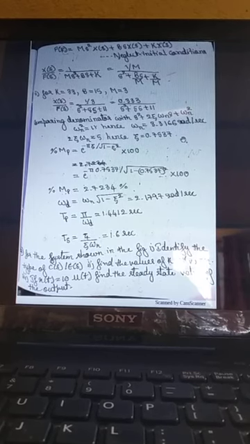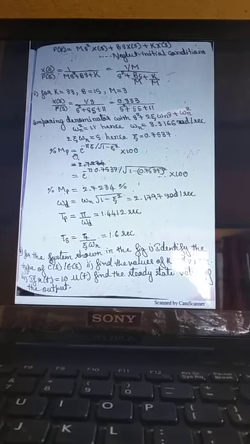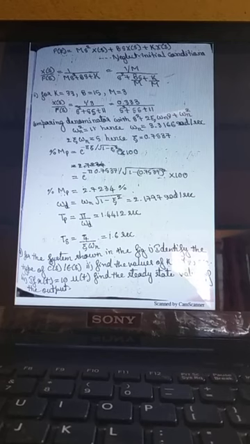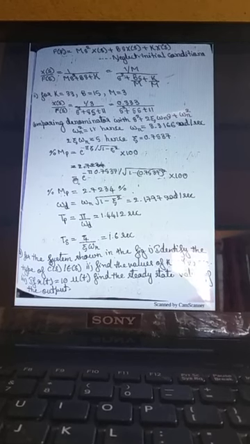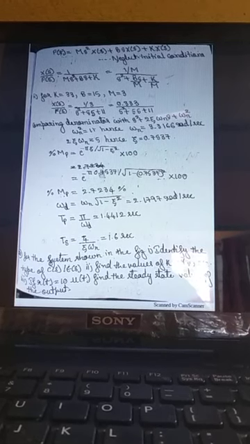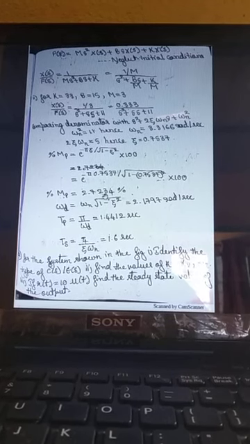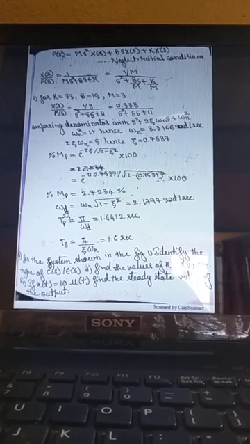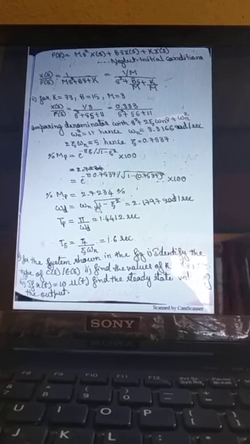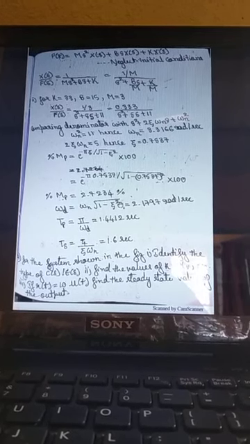You will get zeta is equal to 0.7537. Next, the peak overshoot formula is e to the power of minus pi zeta divided by square root of 1 minus zeta square, into 100. If you substitute the zeta value, you will get 2.7234%.